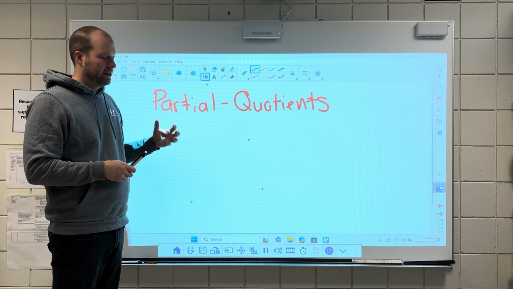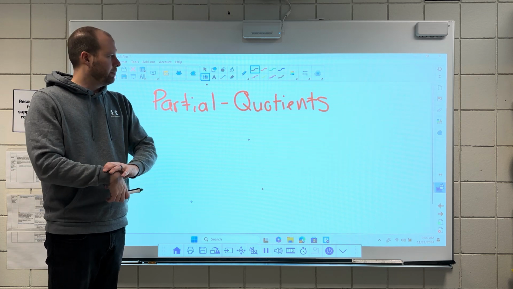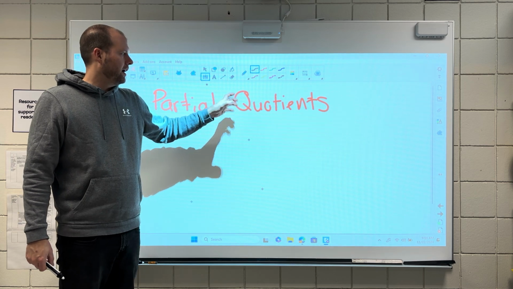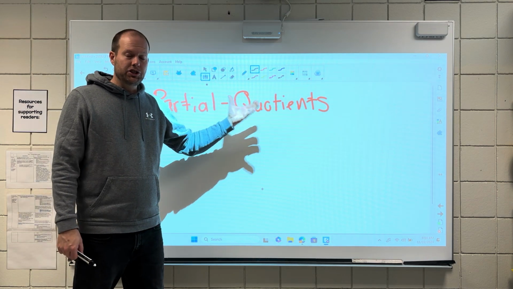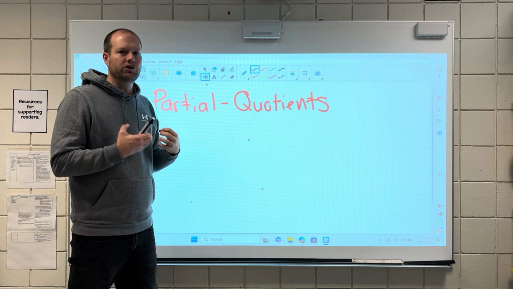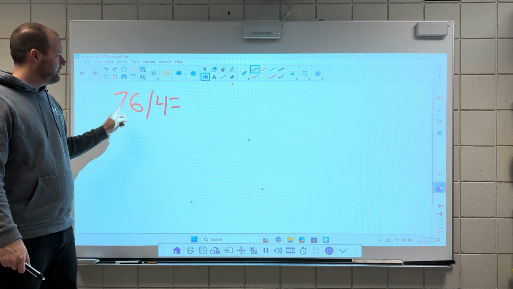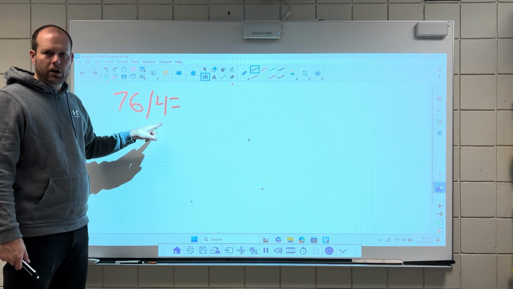Today we're going to be talking about one of the last lessons of the year, partial quotients. Partial means we're going to be breaking it into individual parts. Quotients is the answer to a division problem. So we are going to be doing division today by breaking it into parts that we do know to be able to solve. We're going to start with this problem, 76 divided by 4.